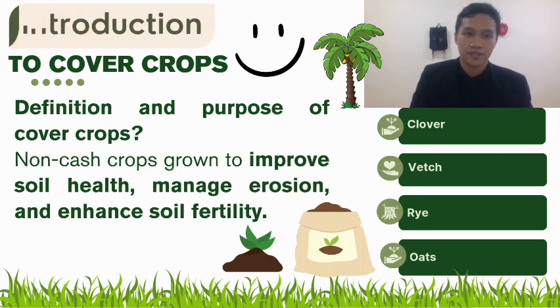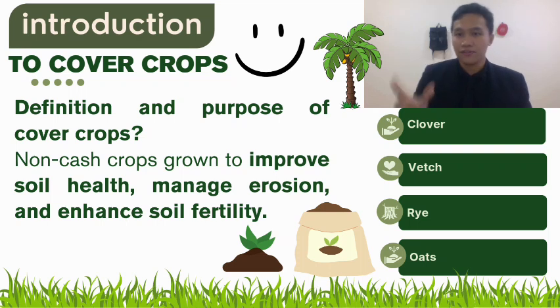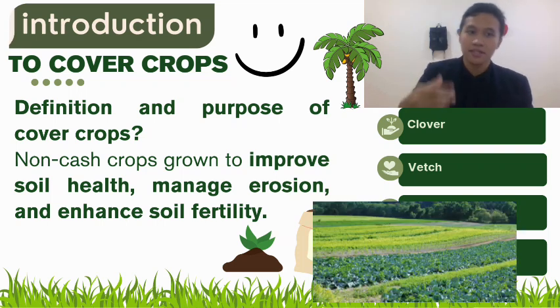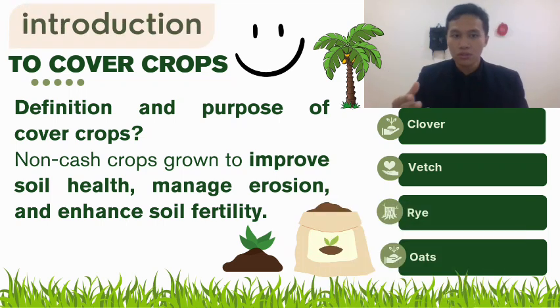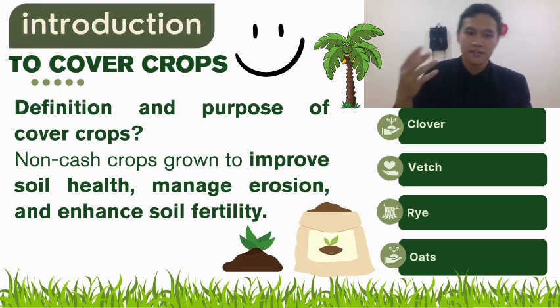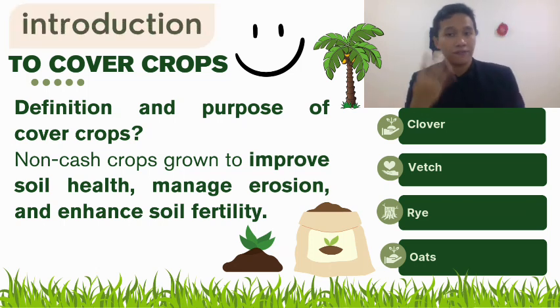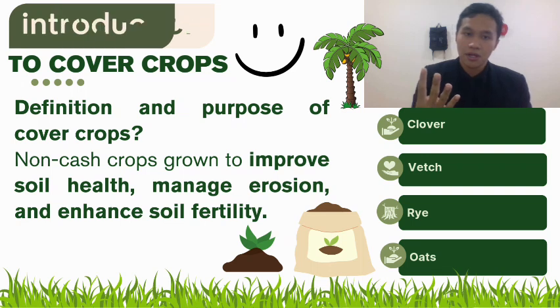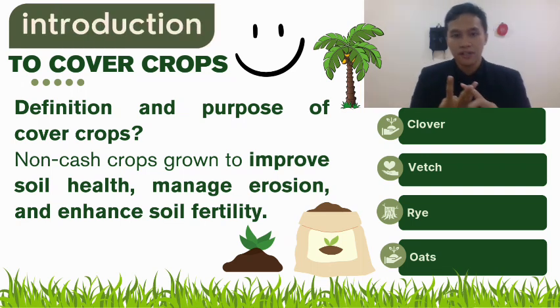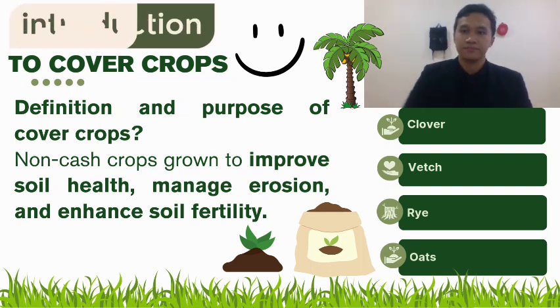Introduction to cover crops under the topic of AGR 531 soil management. So, what are cover crops? Cover crops are non-cash crops grown to improve soil health, enhance soil fertility, and manage erosion that happens to the soils. There are four examples of cover crops, which are oats, clover, vetch, and rye.